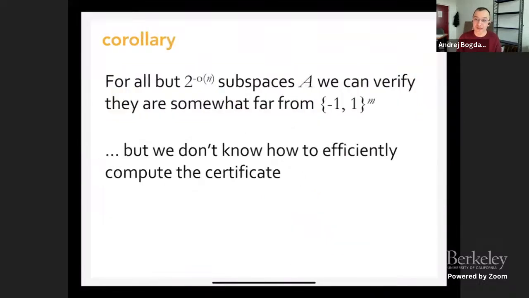A corollary of this work is that, because we know statistical zero knowledge is in AM intersect co-AM, we can certify that if I give you a random subspace, it's far from the Boolean cube. So we get interactive certificates for this. This is the same situation as random SAT, in the sense that these interactive certificates exist, but we don't know how to compute them. And right now, we don't see any reason to believe they should be efficiently computable.